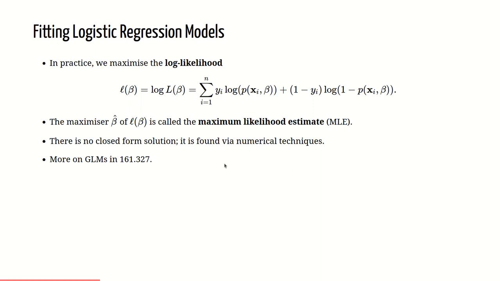There's more on GLMs in 161331, that's actually incorrect. I'm going to fix that today. So if you're interested in more generalized linear models, then you can do biostatistics, which is 161331.